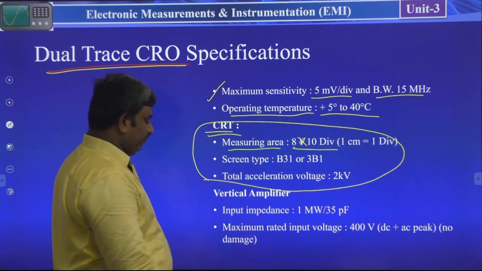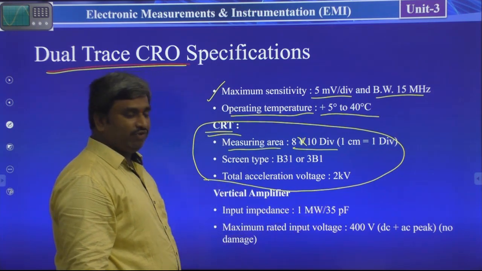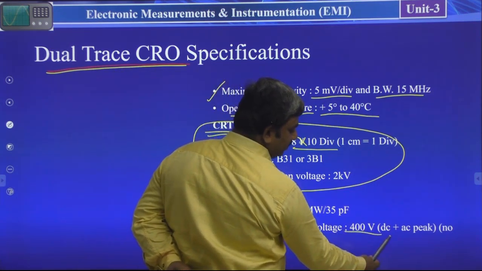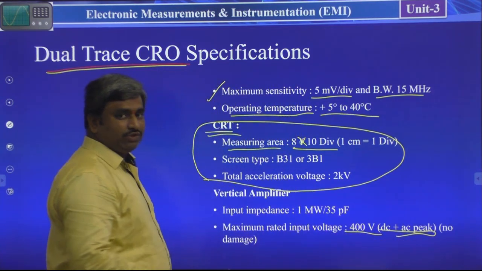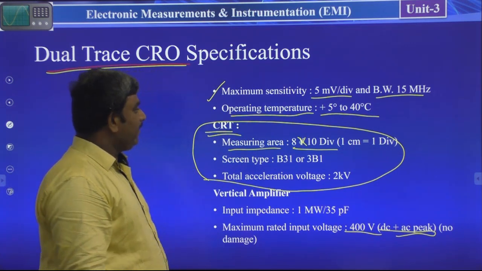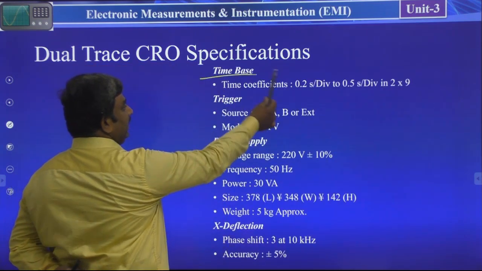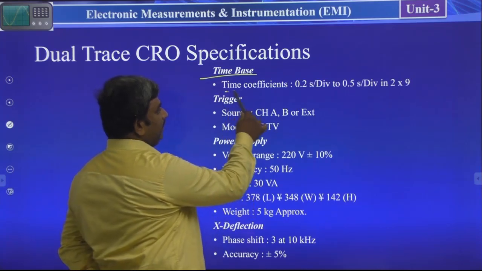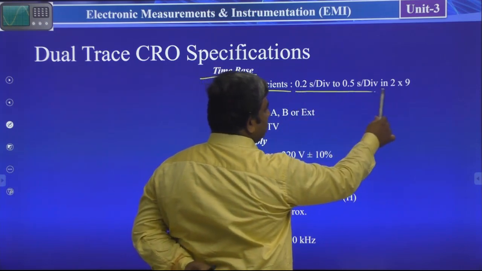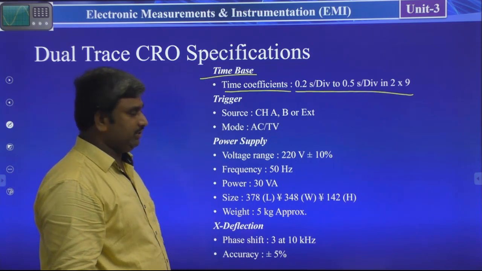Next, the vertical amplifier. For the vertical amplifier, the input impedance is 1 megaohm per 35 picofarads, and the maximum rated input voltage is 400 volts DC plus AC peak. There is no damage in that situation. This is the maximum input voltage. Let us continue with some more specifications. Here we have the time-base generator. The time-base generator mainly has the time-base coefficients. The time-base coefficients are 0.2 seconds per division to 0.5 seconds per division in 2 by 9 segmentations.